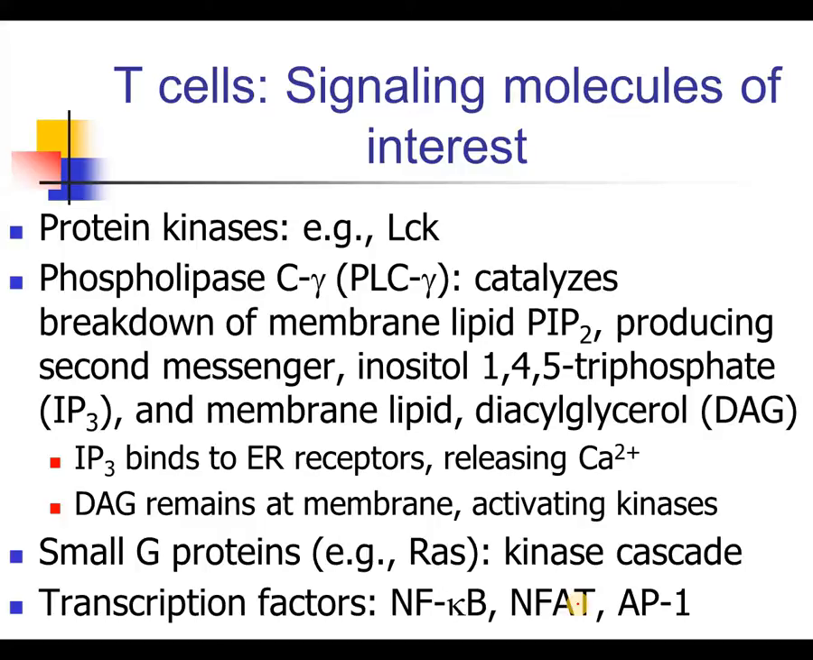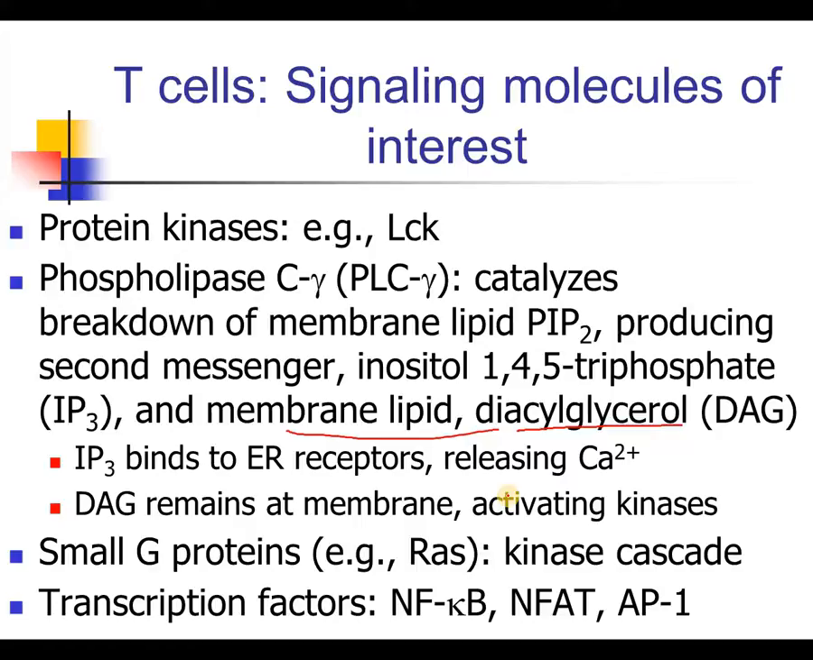enzymes like phospholipase C gamma, PLC gamma, which catalyzes the breakdown of a membrane lipid, phosphatidylinositol bisphosphate, PIP2. So phospholipase C catalyzes the breakdown of that membrane lipid PIP2, and that produces a second messenger, inositol 1,4,5-trisphosphate, or IP3. And there's also a membrane-bound lipid produced from this, which stays at the membrane, and that is diacylglycerol, or DAG.